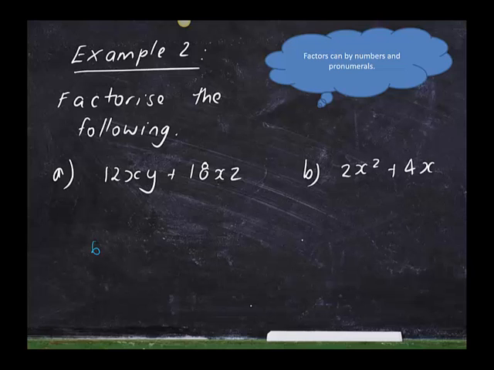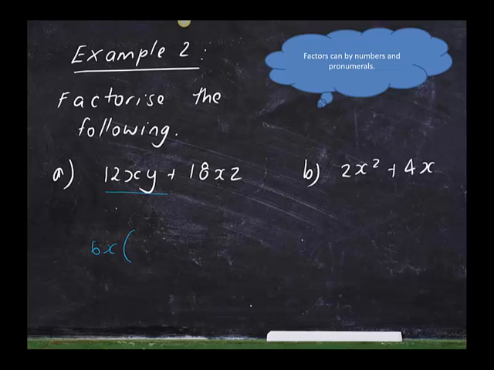And what letter is there in both of them? Well, both of them have x's. So 6x is out the front. Now you can factorise with just the 6, but it's not fully factorised. It's not everything you can take out. So you're not going to get 100% of your marks.